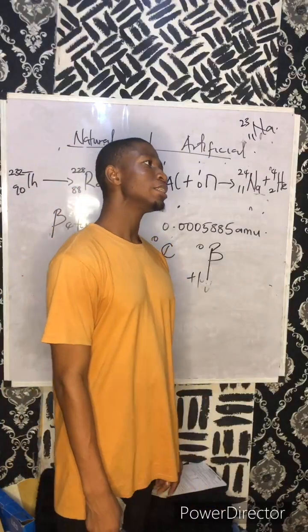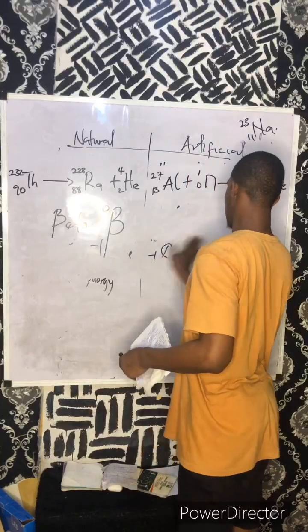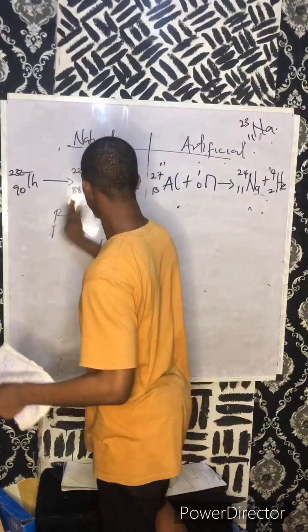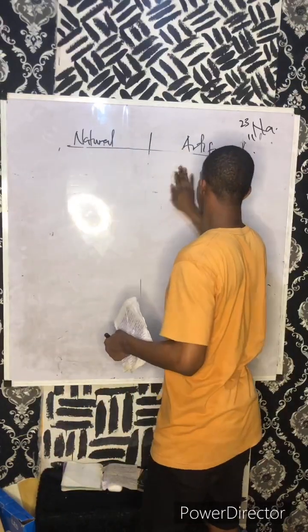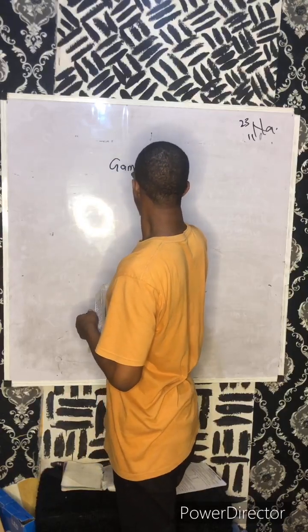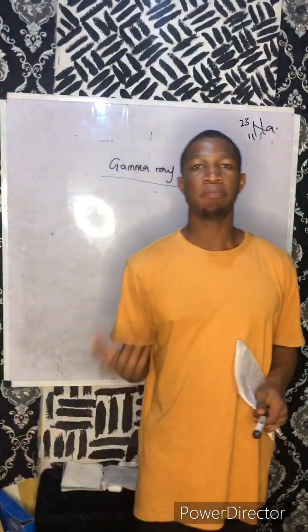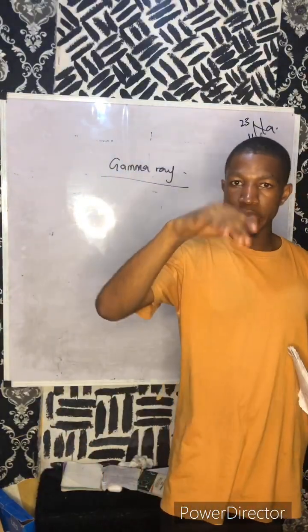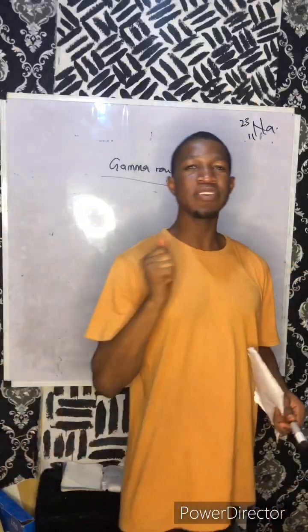Gamma. They usually tell us that gamma ray has no mass and no charge. Let's talk about gamma. As you can see, I call it gamma ray and not gamma particle. Gamma is not really a particle. It's plain, pure energy. Photon energy to be precise. It moves in waves. And it has a very high penetrating power.